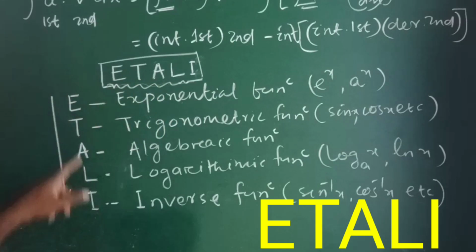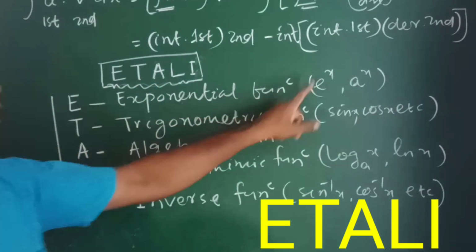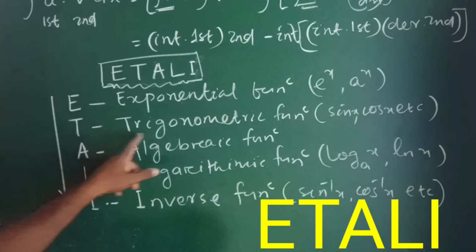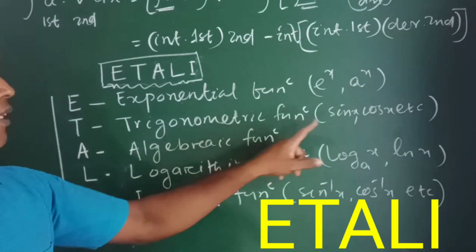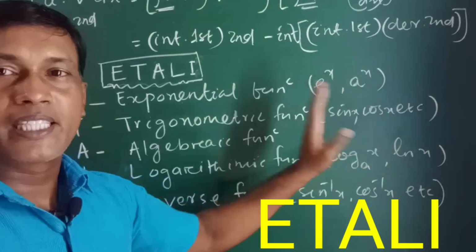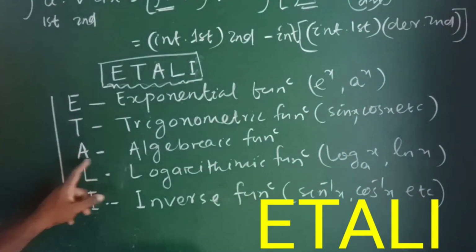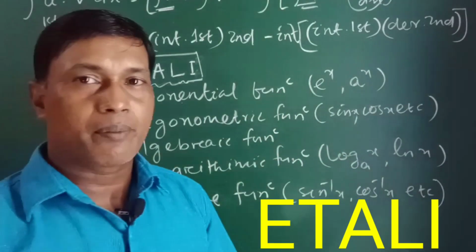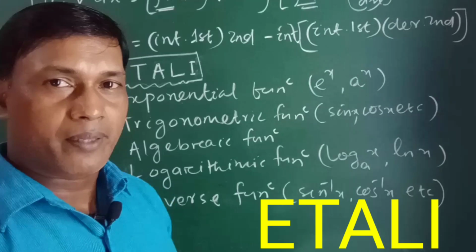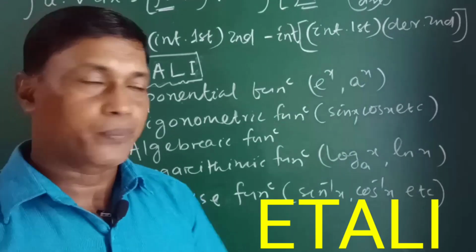तो क्या है ये इडली? इडली का फुल फॉर्म है E फॉर एक्सपोनेंशियल फंक्शन, e to the power x और a to the power x. T for trigonometric function, which is sin x, cos x, like this. There are 6 functions. Next is algebraic functions. You know in general algebra, where there is general algebra of x, including the variable.